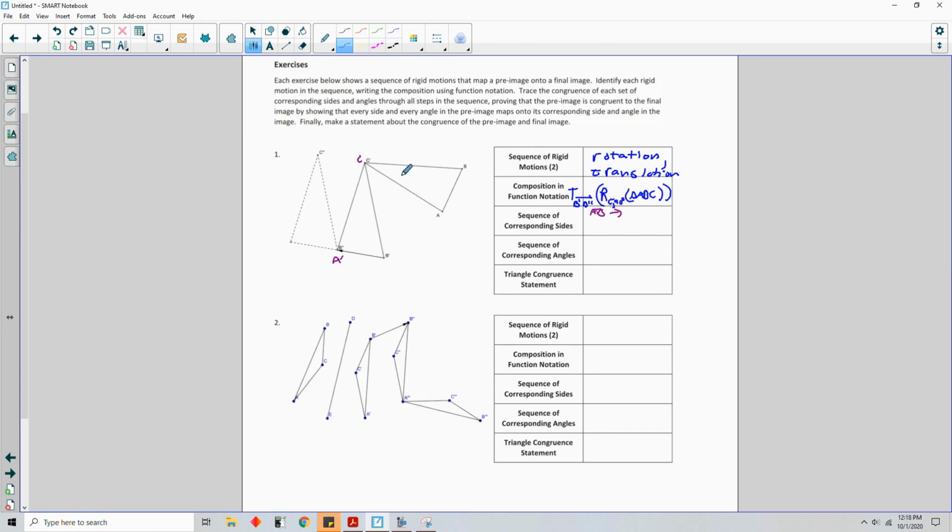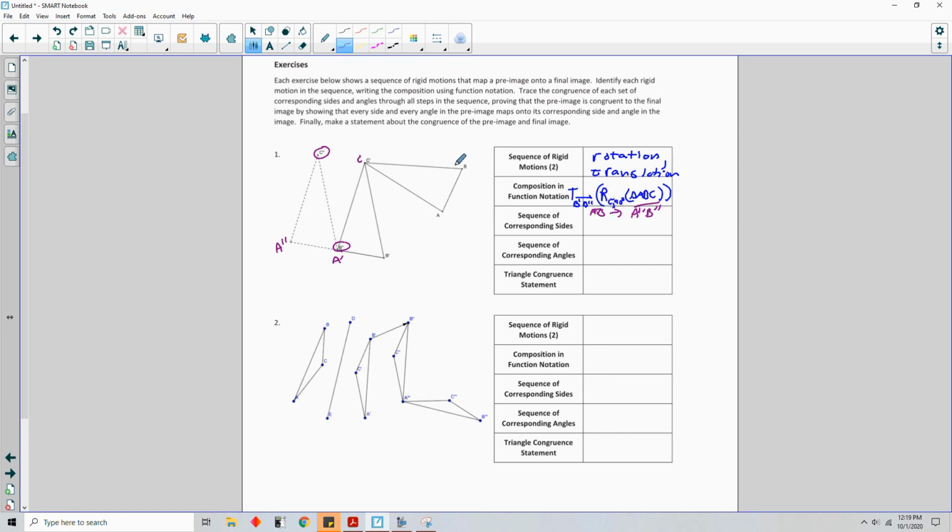And then it got translated. So now this is A double prime, this is B double prime, and this is C double prime. So AB ended up at A double prime, B double prime. Okay? And then they didn't give me a lot of room here, so I apologize. This is really hard to do.